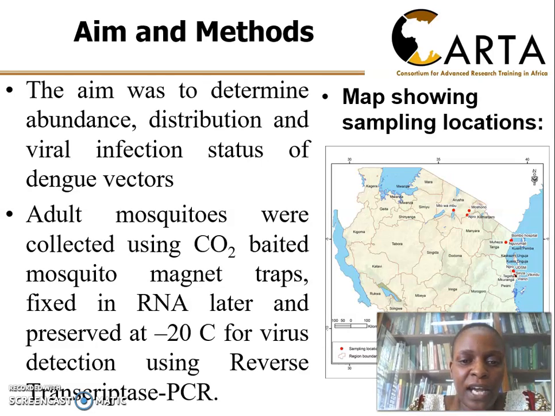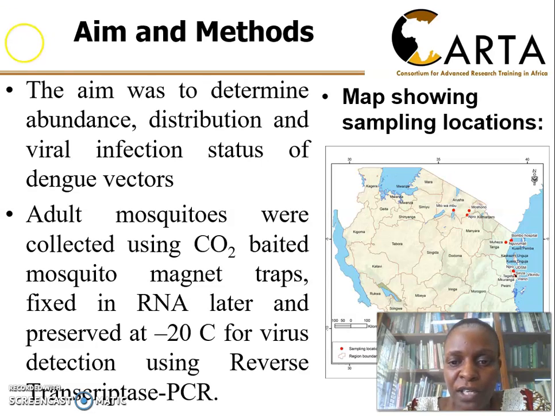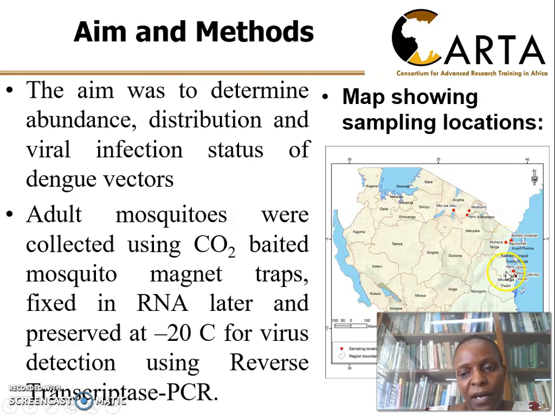We collected adult mosquitoes from regions which have had dengue and other arbovirus outbreaks in the recent past. The collections were done in the following regions, which are marked in red in this map here. We collected the samples from Arusha, Tanga, Coastal Region, and Dar es Salaam. Dar es Salaam has always been the epicenter of the previous outbreaks.